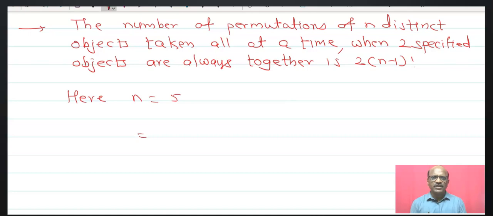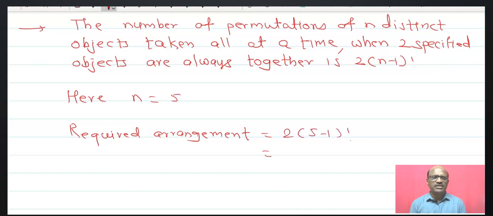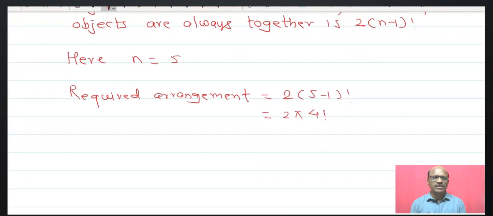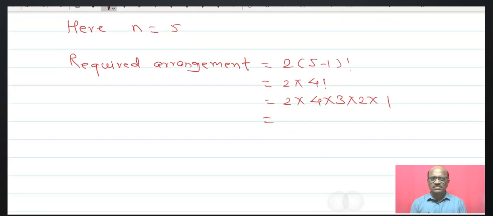n is equal to 5. Therefore, the required answer, that is the required arrangement, is equal to 2 (n minus 1) factorial, that is 2 into 4 factorial, that is equal to 2 into 4 into 3 into 2 into 1, that is equal to 48.